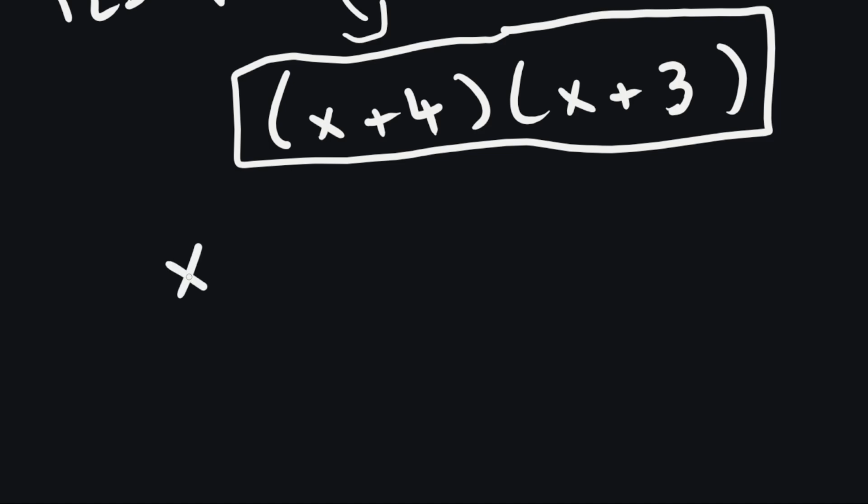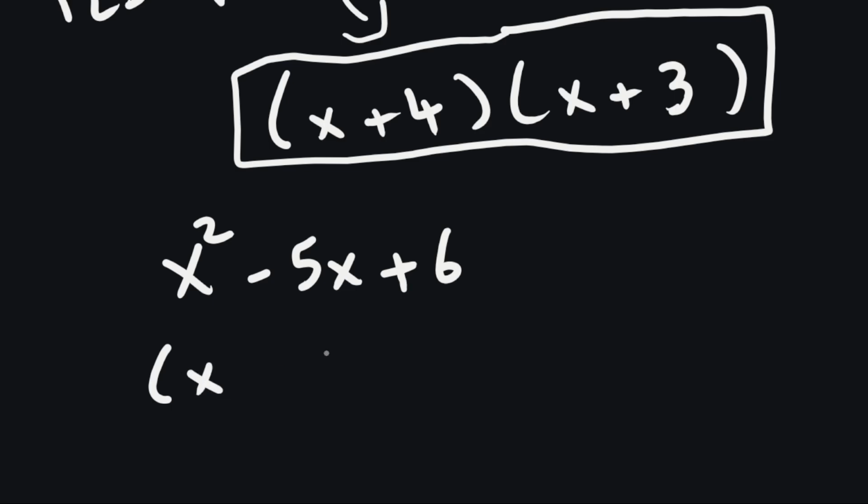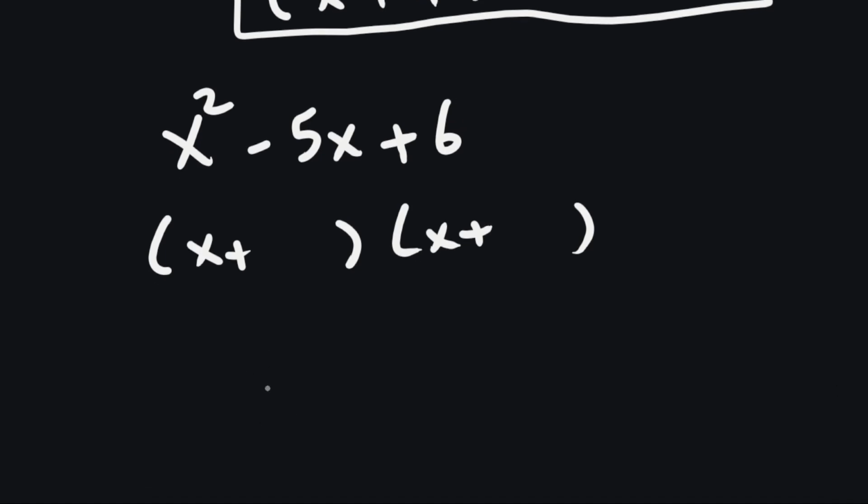Let's say we had x squared minus 5x plus 6. Okay, so let's write it out. X plus, and we want to find two numbers that multiply to 6 and add to -5. So we want to find two numbers, so again, m plus n and m times n. So m times n will give us 6.